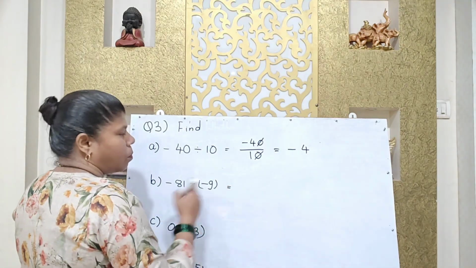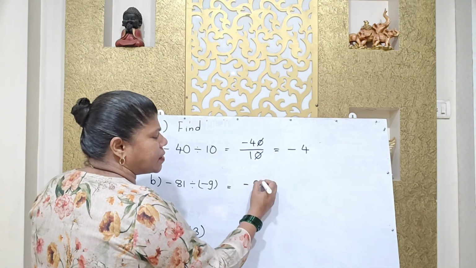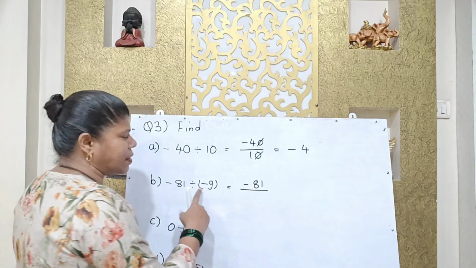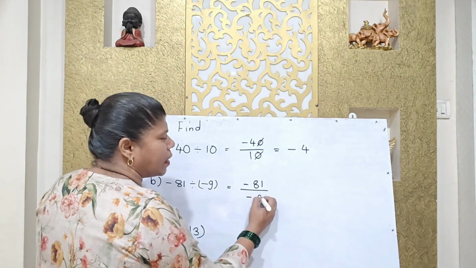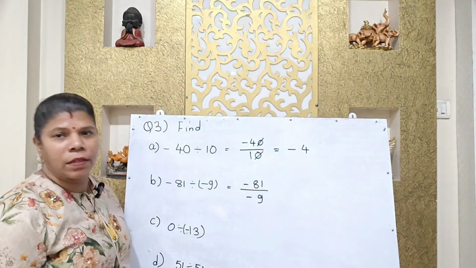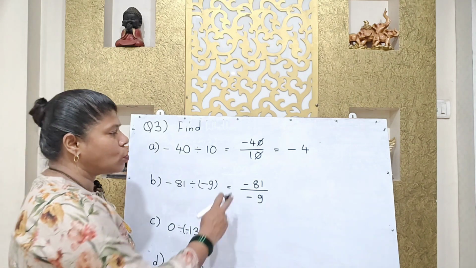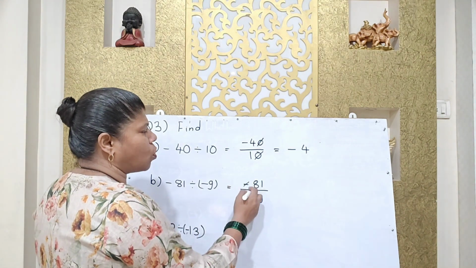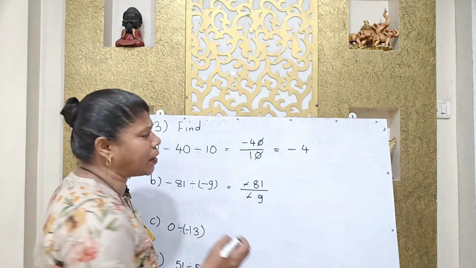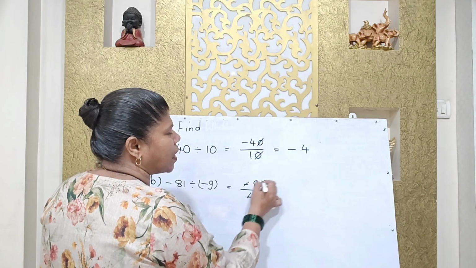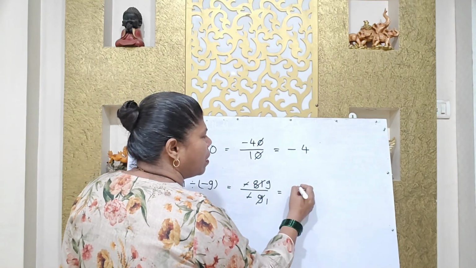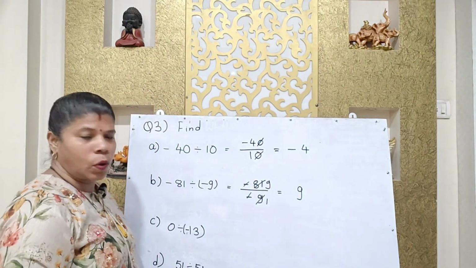Second, minus 81 is the dividend upon the divisor, minus 9. Now here minus by minus is positive. So you can cut the minus or you can say positive, both will be the right answer. 9 ones are 9, 9 nines are 81. The answer will be 9.